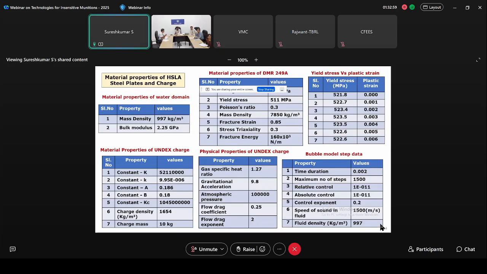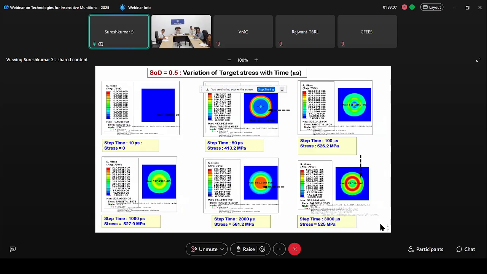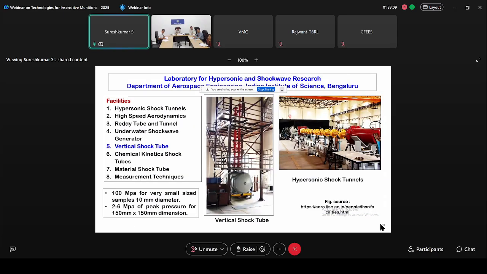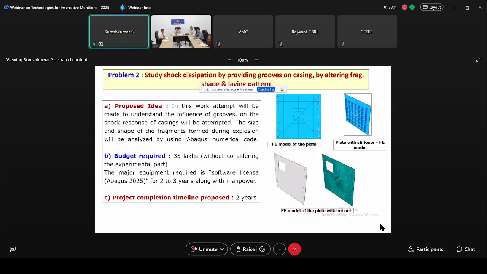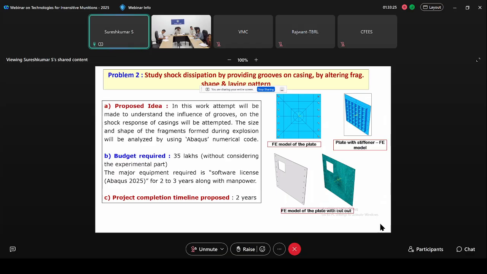So this is the modeling of the target material properties required for the target plate, and the explosive has also been modeled in this way. And then this is the initial solution. As far as the second problem is concerned, for example, by introducing grooves, how the fragmentation shapes and other mechanisms can be changed. For that, initially we are planning to go with the stiffened model. So this is the initial work which we carried out related to the present one.